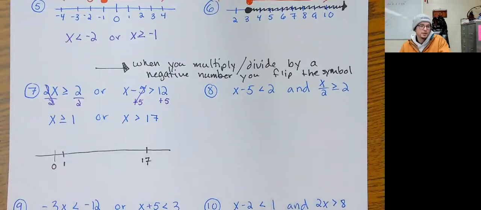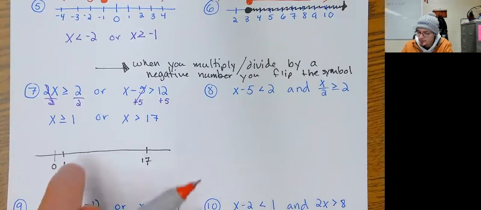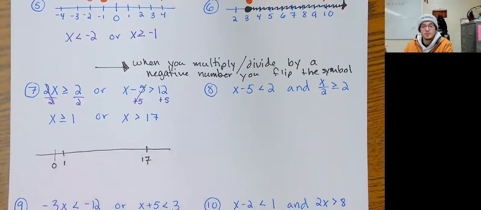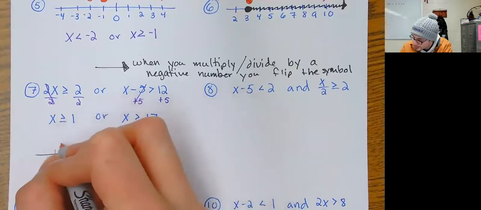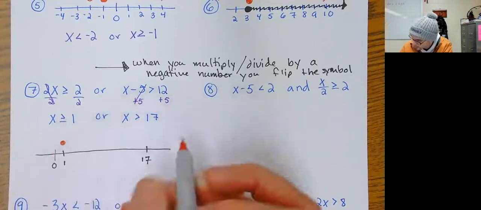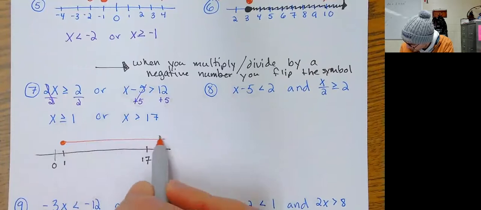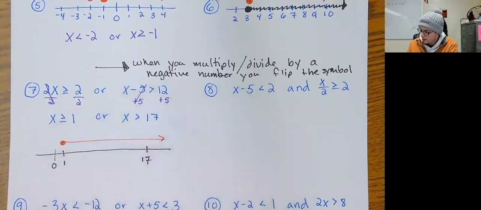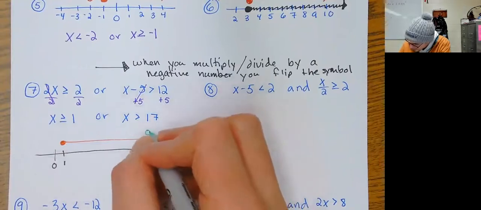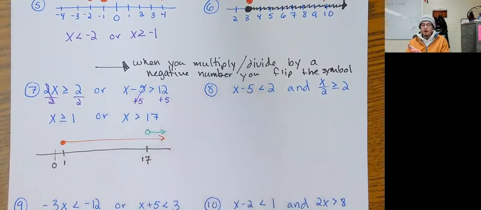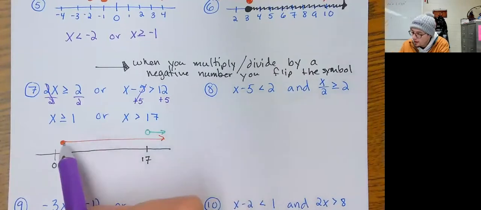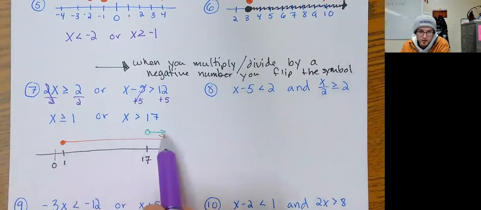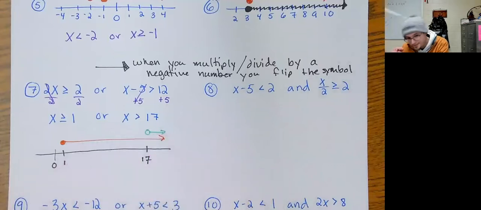So x is greater than or equal to 1. Before I graph directly on the number line, just in case, I'm going to put some above. So x is greater than or equal to 1. And then this one says x is greater than 17. What do you know? I have exactly what I've been talking about. This is one that overlaps the other. It takes over the other one. It begins before.